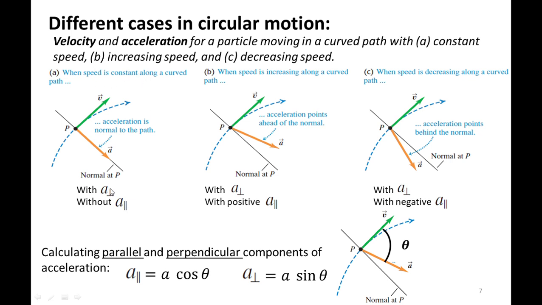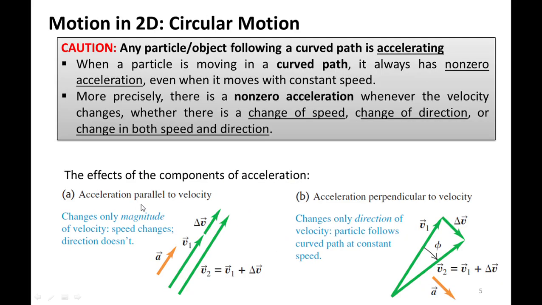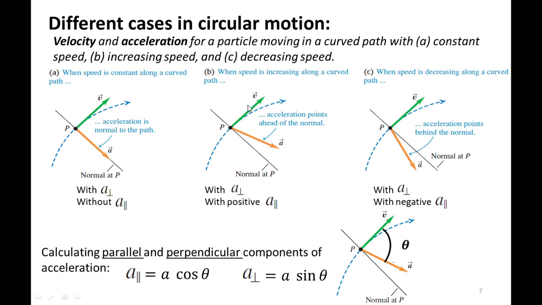And among these two accelerations, it is only this acceleration that causes the change in speed, right? As you can remember in our previous slides. Now, how about the second case, or case B? So case B is when the speed is increasing along a curved path.